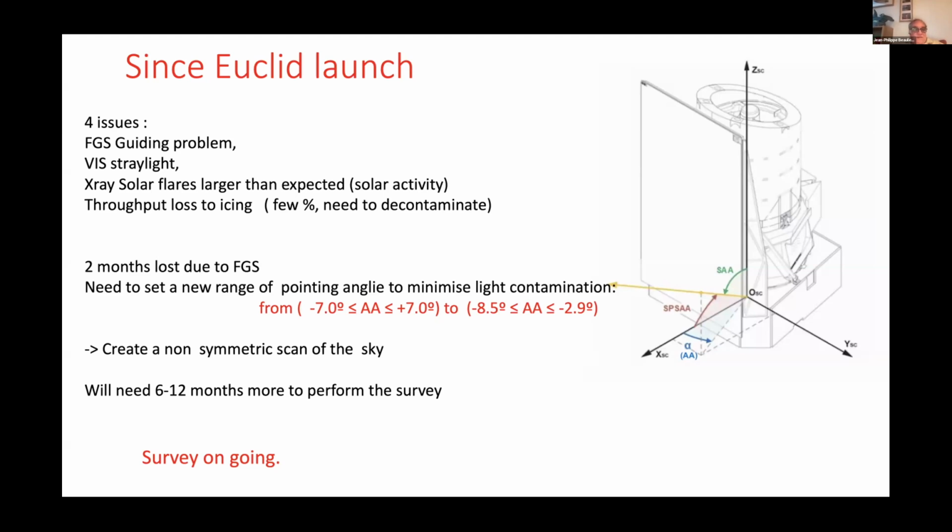Of course, you know that there is high solar activity these days, higher than expected. And there's been a bit of icing on the instrument, but this is basically taken care of by doing some defrosting, and then you just regain the loss in throughput. So basically now things are on track. We need slightly more time, and the survey is ongoing. The survey is ongoing, meaning the cosmology part.